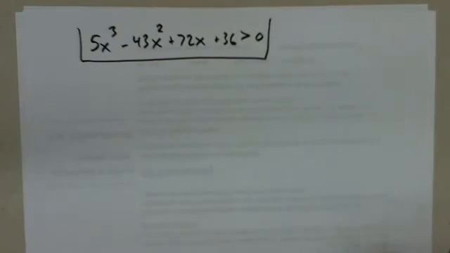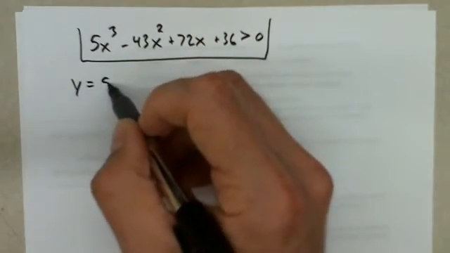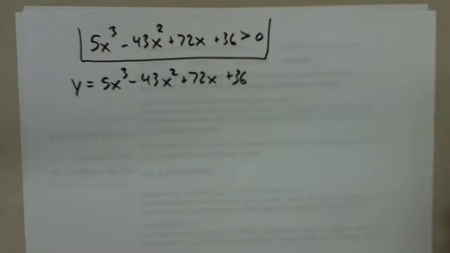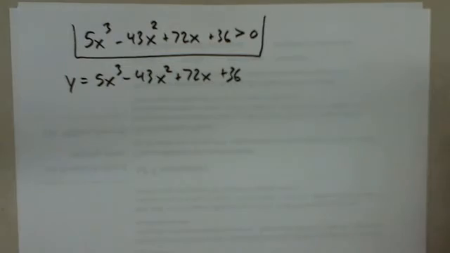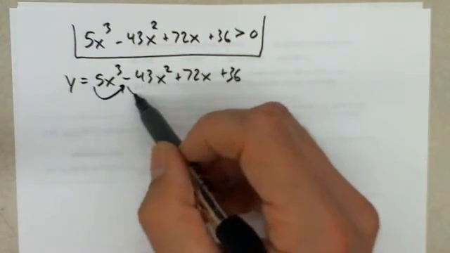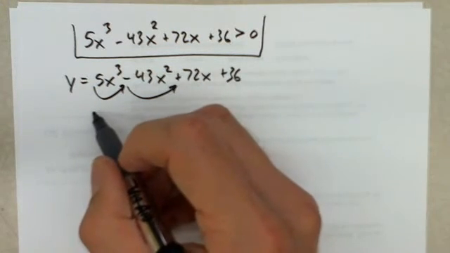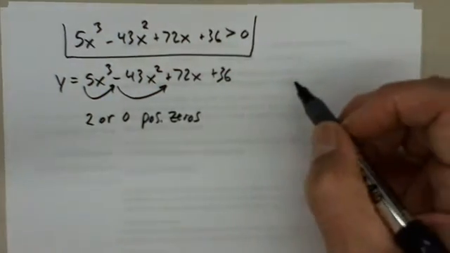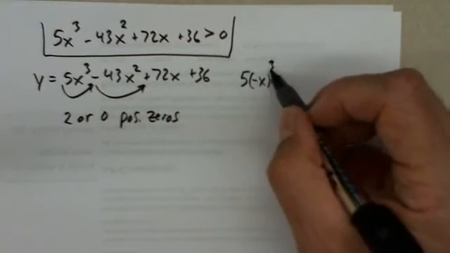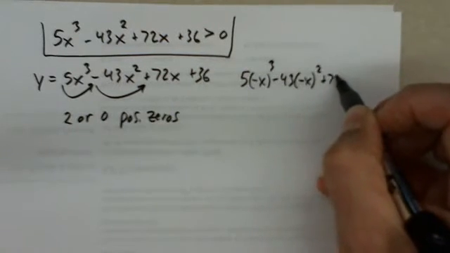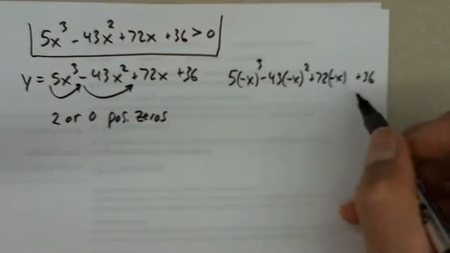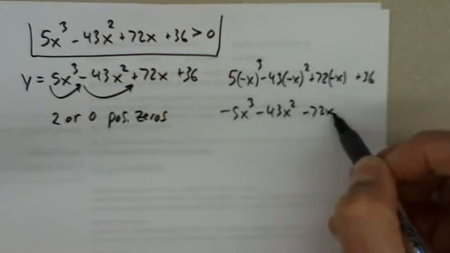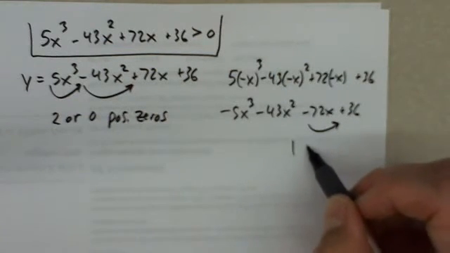Okay, pause and try that one. If you don't see a way to factor, then we'll look at Descartes' rule of signs: positive to negative, negative to positive, positive to positive. So we'll have 2 or 0 positive zeros. Let's look at the negative. We're going to have a negative, positive times a negative is negative, positive, and we'll have 1 negative zero.